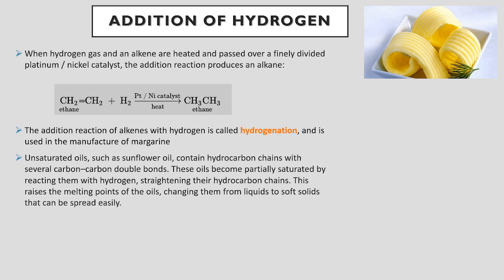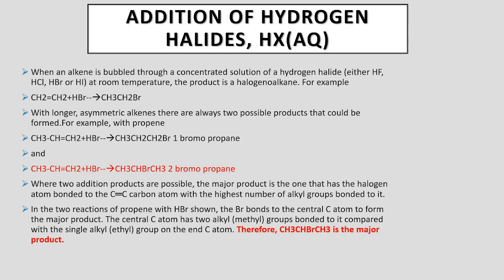Addition of hydrogen. The first thing: we can add hydrogen to any alkene and convert it into ethane. The conditions needed for this purpose are a platinum or nickel catalyst and heat. We can add hydrogen to oils like sunflower oil or any other oil and convert it into margarine. This is the first chemical property of the alkene.